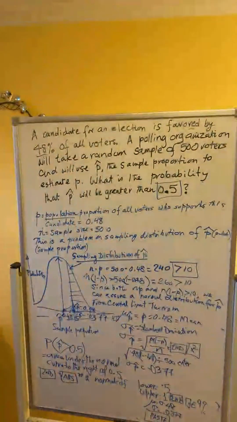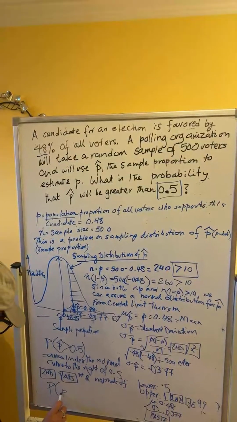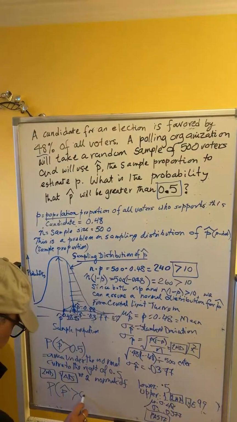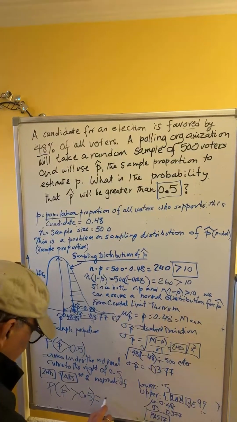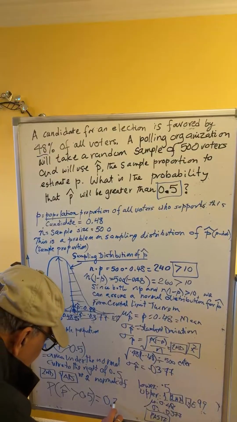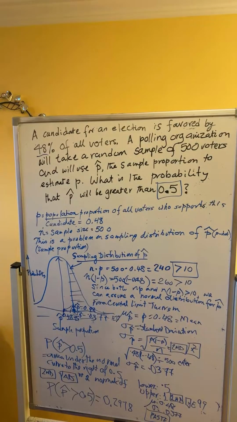And the answer is probability of p hat greater than 0.5 is equal to 0.2978, or there is a 29.8% chance that the sample proportion will be greater than 0.5, which is quite a bit high probability.